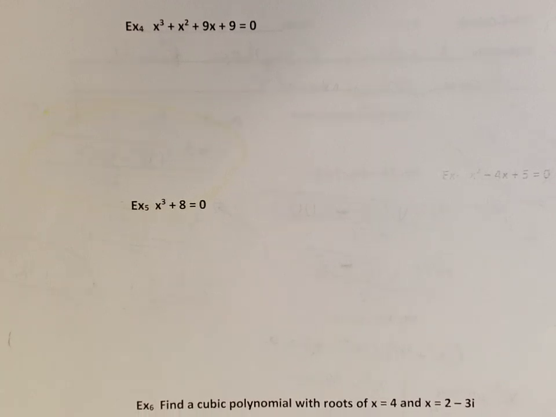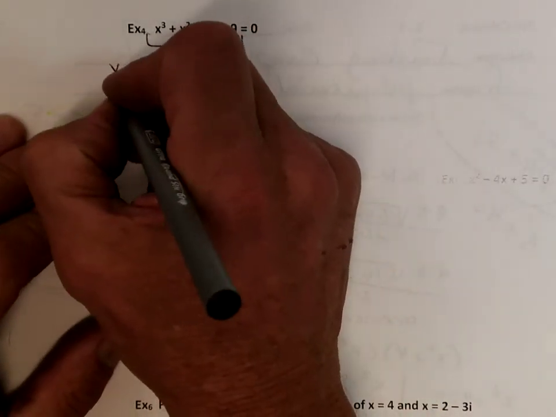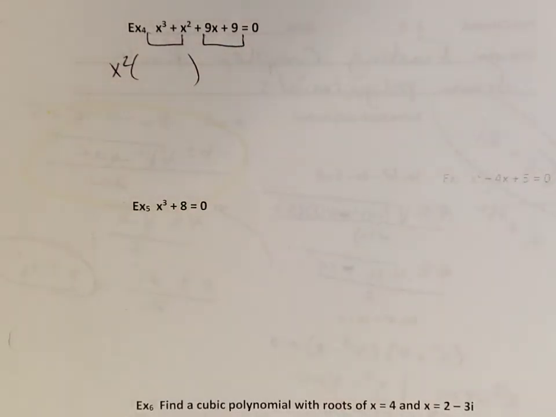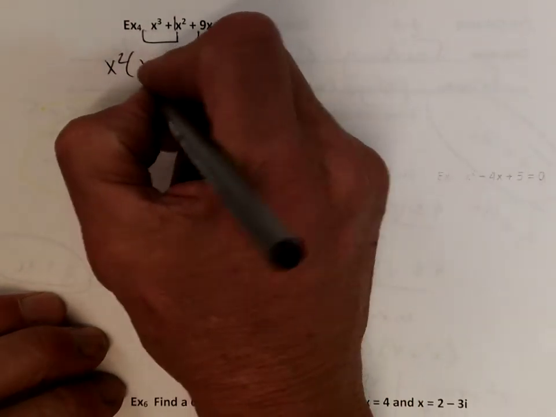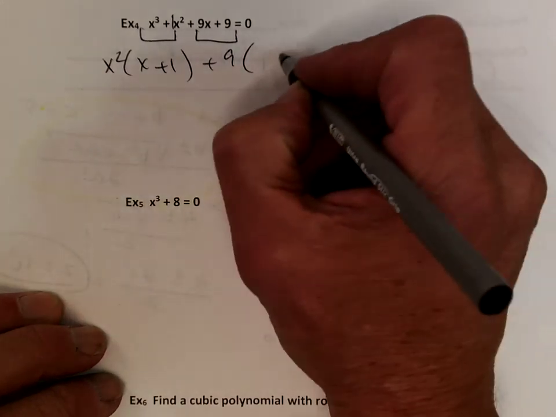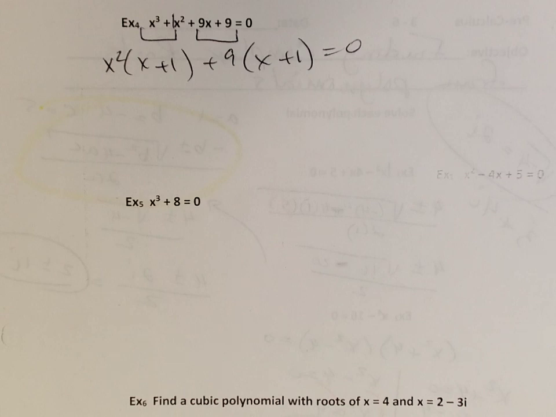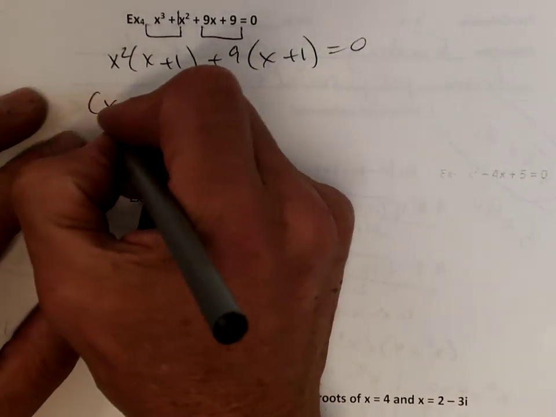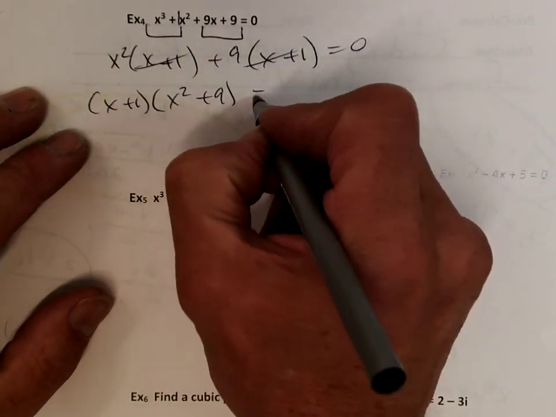All right. Example 4. Now, we did this on our warm-up, didn't we? This looks very familiar. So what did we do? Group them, right? Right. X squared comes out. I'm going to put a 1 here to make it easier on myself. So I'll have an x plus 1. Take out a 9. And I'll have an x plus 1, right? What do they have in common? X plus 1, and what would be left over would be the x squared plus 9, right?